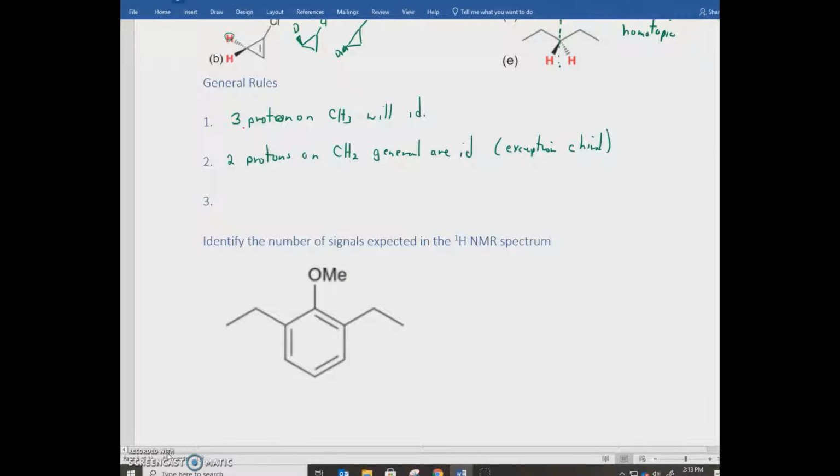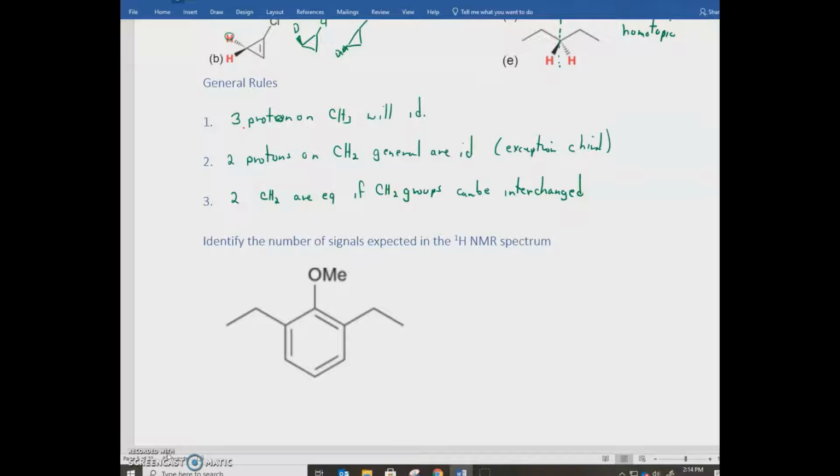And 3, two CH2 groups are equivalent if the CH2 groups can be interchanged, either by rotation or reflection. So let's look at this compound below and identify the number of different signals we would expect to get.